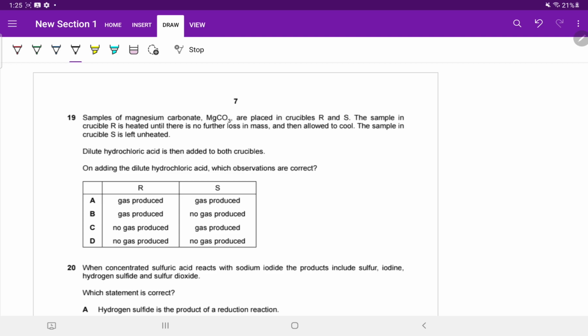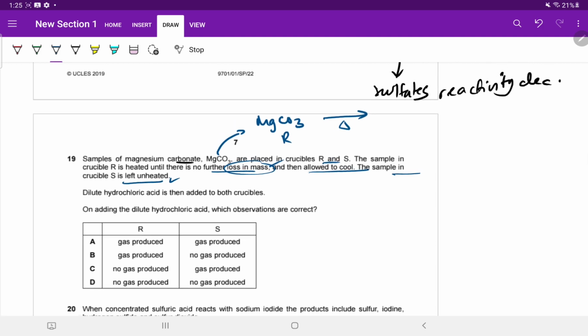Question 19. Samples of magnesium carbonate are placed in crucibles R and S. The sample in crucible R is heated until no further loss in mass, and then allowed to cool. The sample in S is left unheated. So we have magnesium carbonate. In R, we are heating it until there is no further loss in mass.